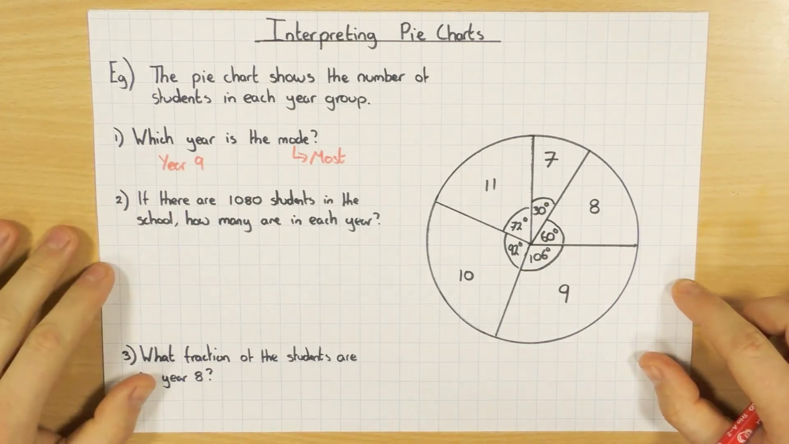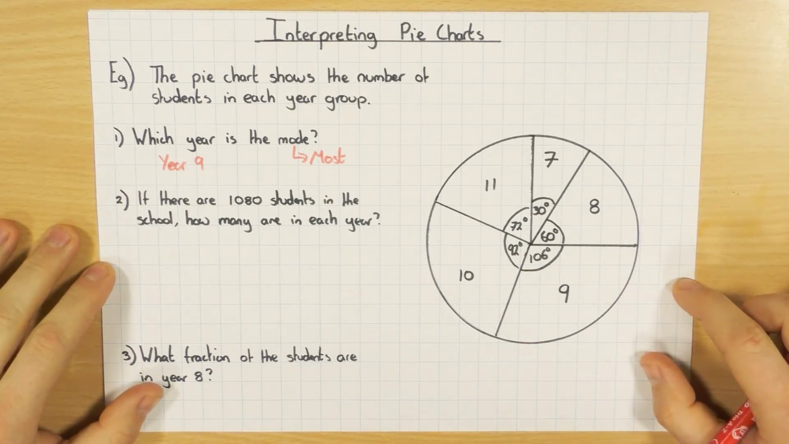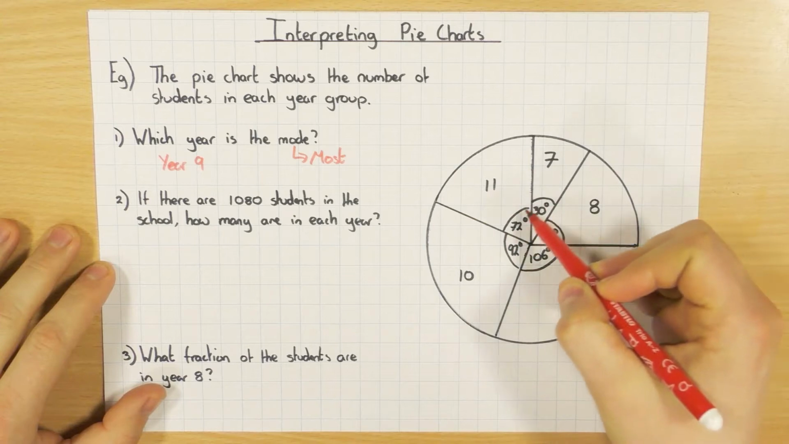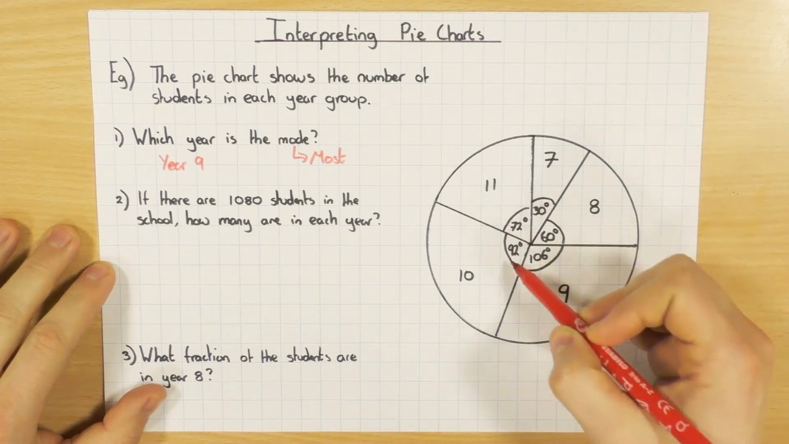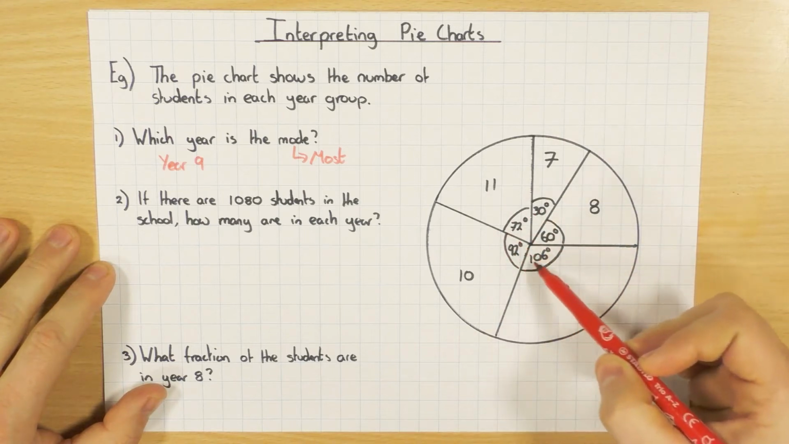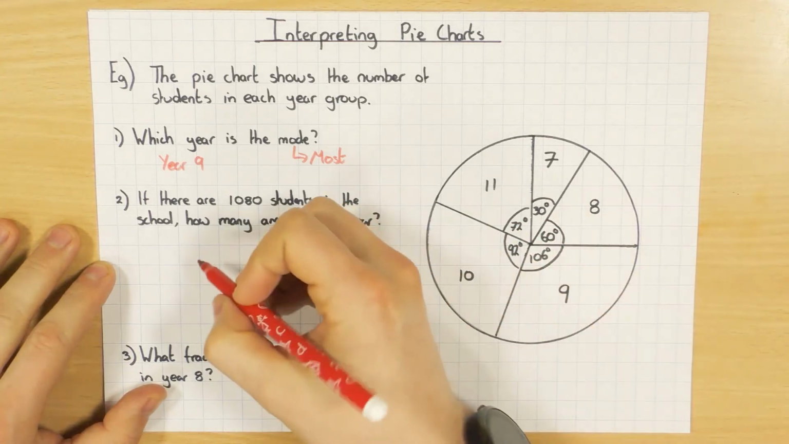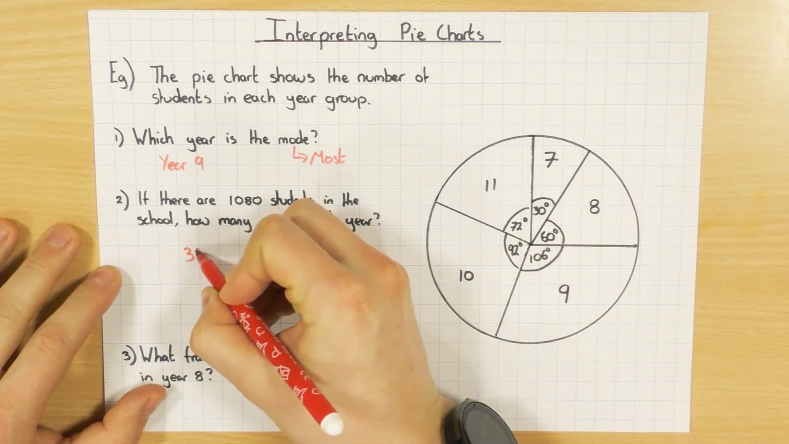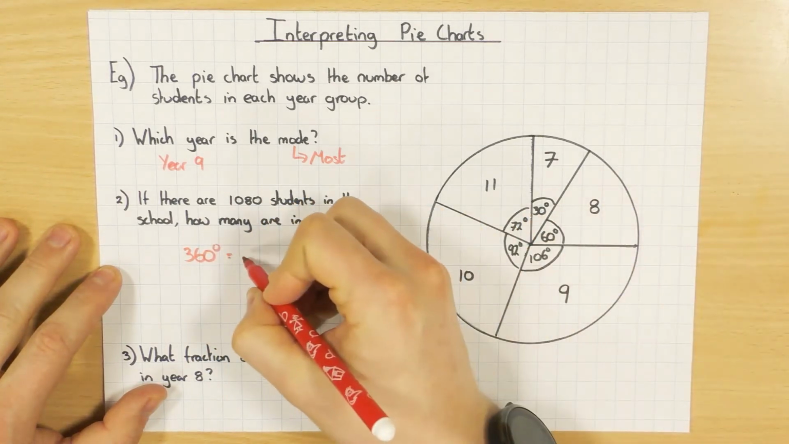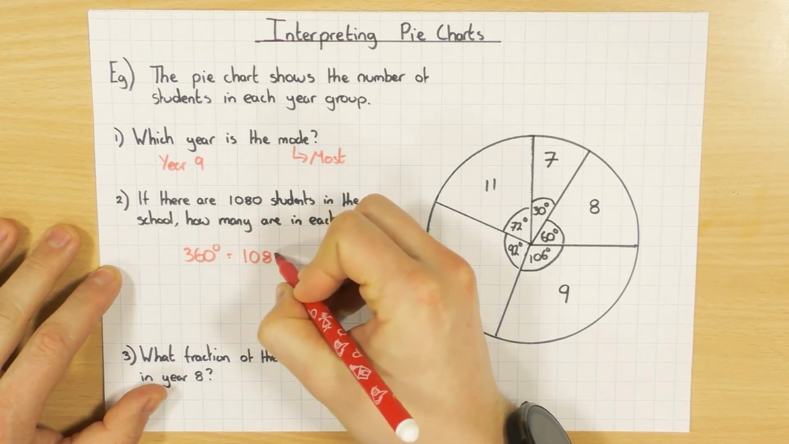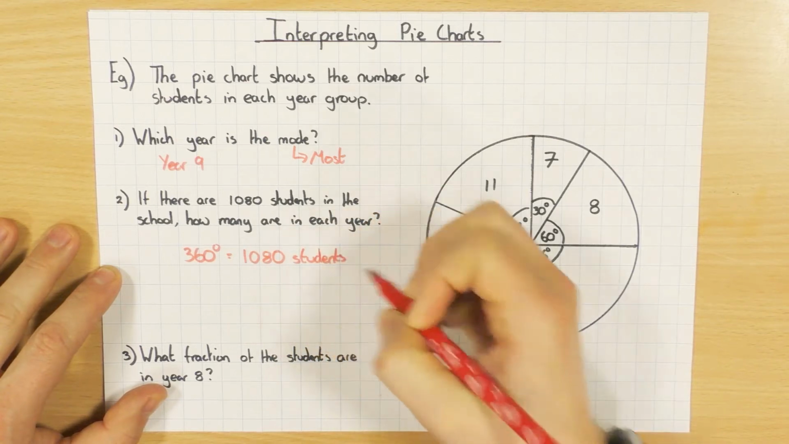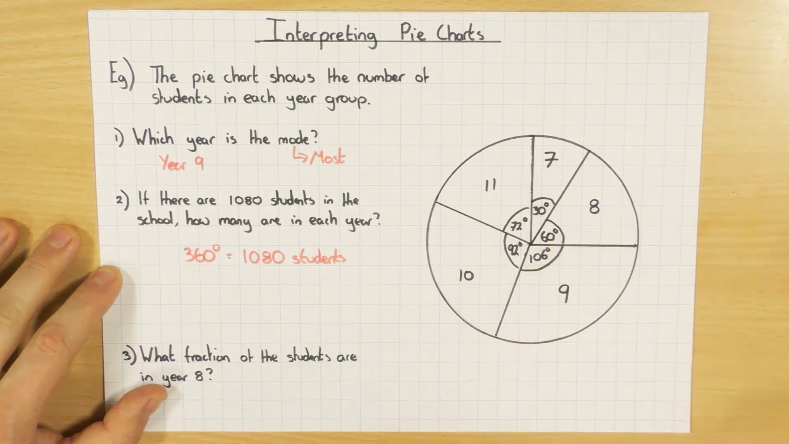Next question, if there are 1,080 students in the school, how many are in each year? So this one we need to rely on our angle facts. We know, and you should check this because sometimes they ask you to spot a mistake in a pie chart, that all these angles will add up to 360 degrees because they are around a point. So it's one of these basic angle facts. So we know that 360 degrees, which is the total around the whole pie chart, must equal the total amount of students, which is 1,080. That's the total number of students, that's the total degrees.